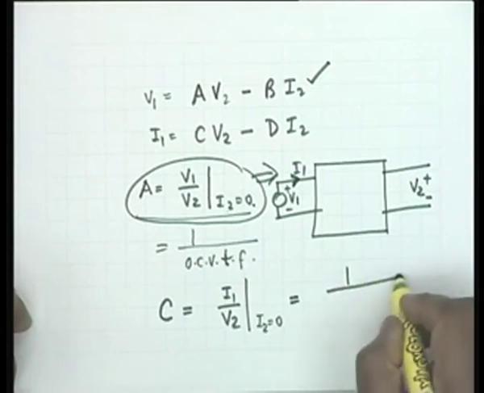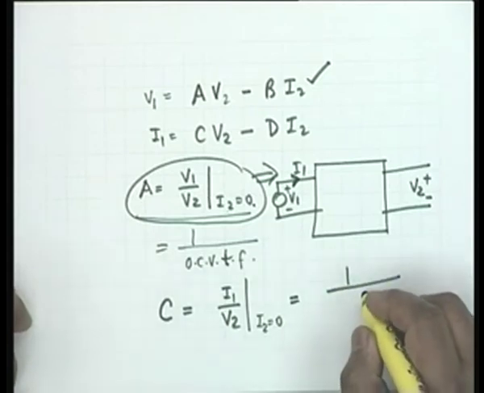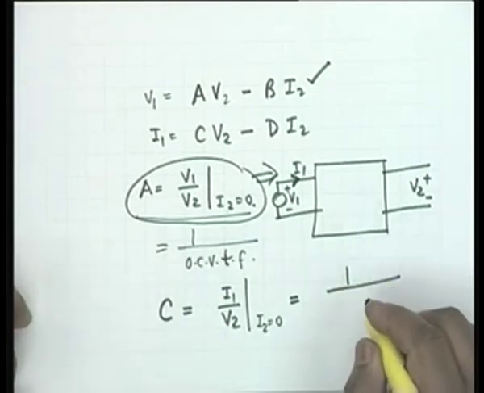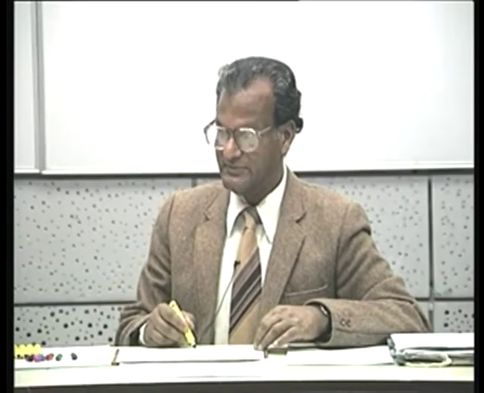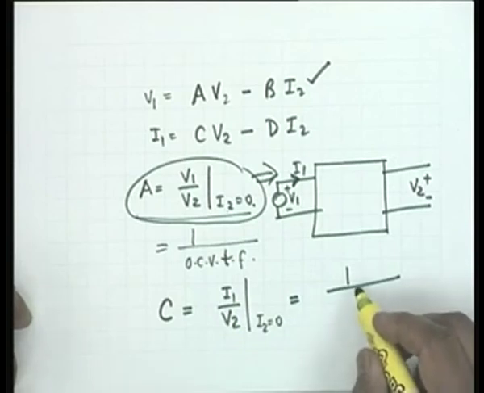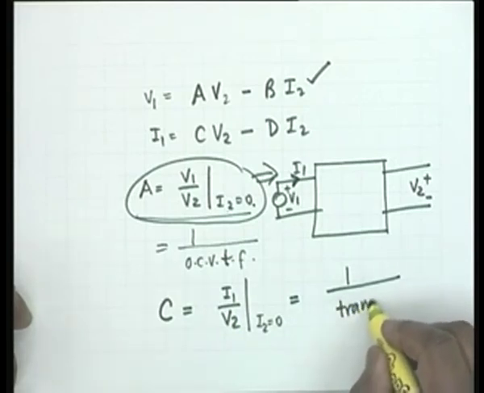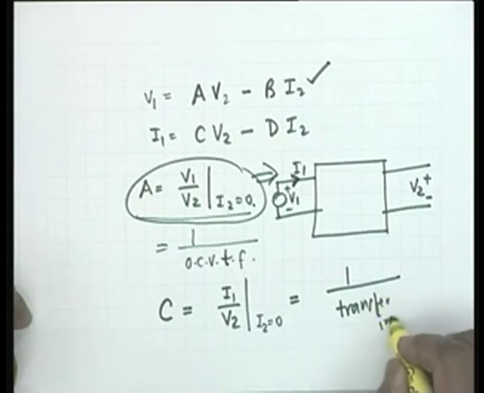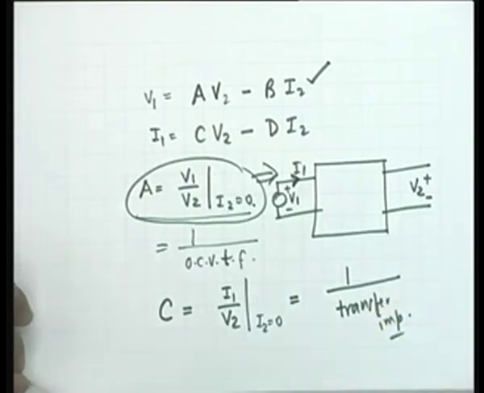And you see this is the reciprocal of a transfer impedance. V2 is the response, I1 is the excitation. So, 1 by a transfer impedance. C is equal to 1 by a transfer impedance.